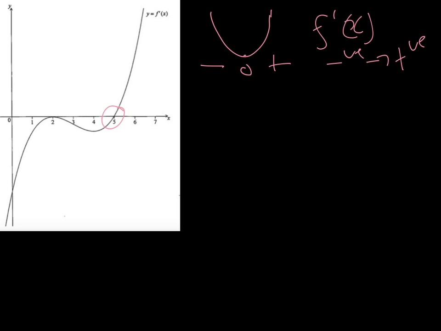Now if you have a look at the graph, this isn't a graph of y equals f of x, it's a graph of y equals f dash x. So this is a graph of the gradient. We can see that the gradient goes from negative through 0 to positive. So therefore this point here at 5 must be a local minimum.